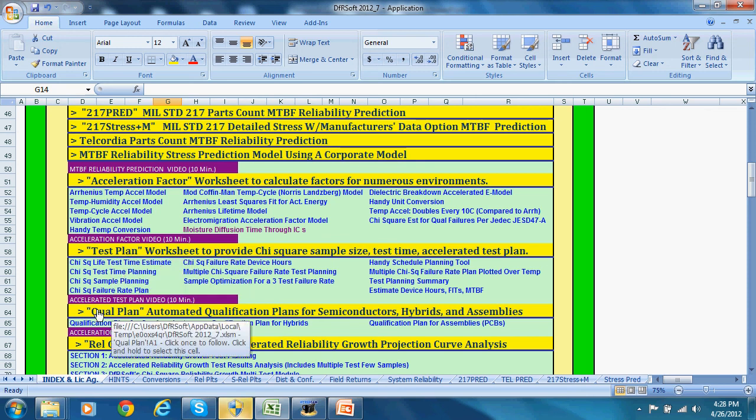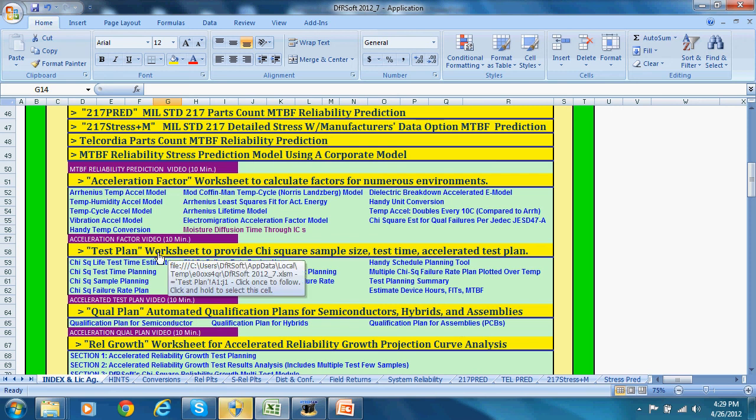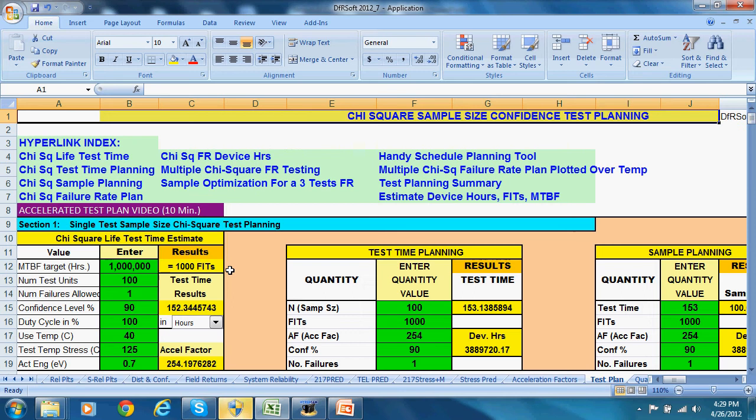Another option will be your qual plan. Qual plans are very complicated, and there are a number of qual plans in DfRSoft. You should look at that video; there are semiconductor, hybrid, or assembly qual plans, and it's a full plan. We're going to look at accelerated test planning and still be combined, and we'll look at some of the results. So we'll be hyperlinking over to the test plan page.